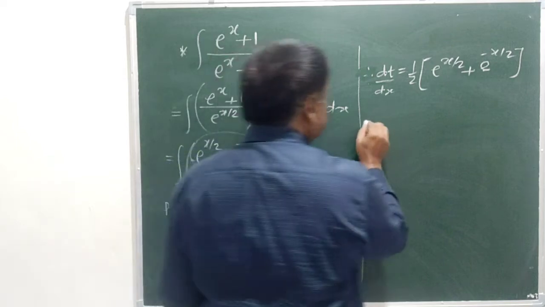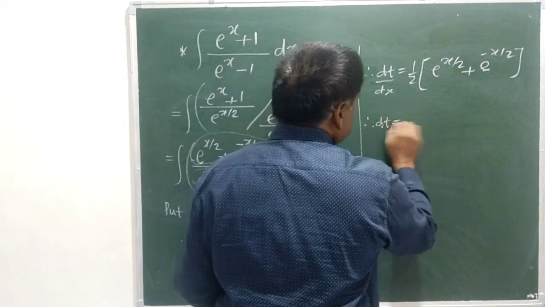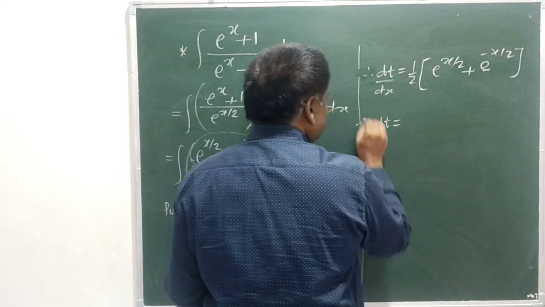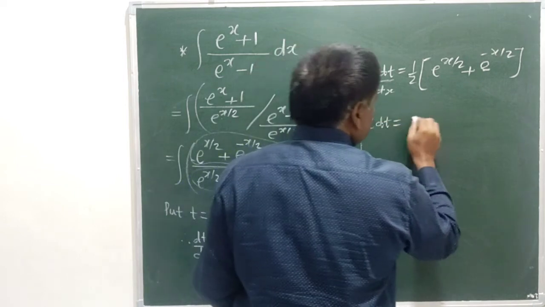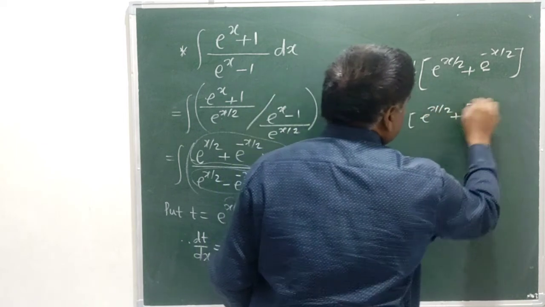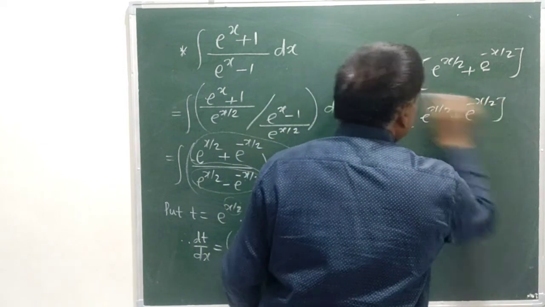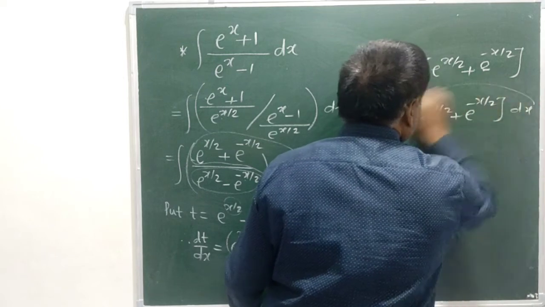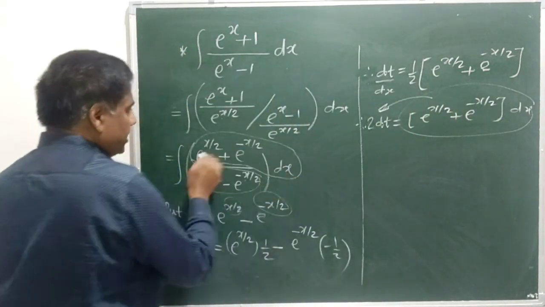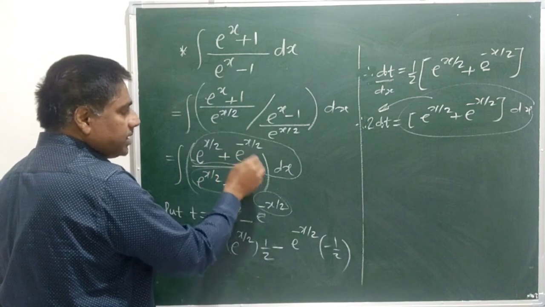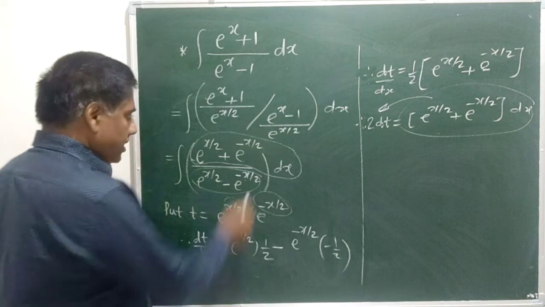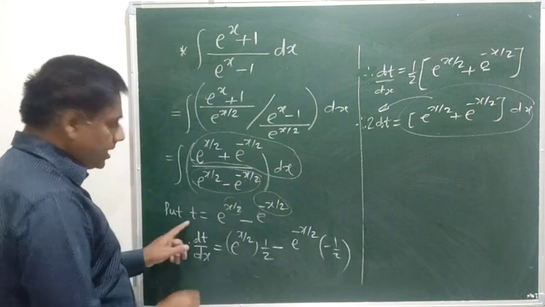Therefore, let us rewrite this. dt is equal to 1/2 (e^(x/2) + e^(-x/2)) dx, so 2dt is equal to (e^(x/2) + e^(-x/2)) dx. Therefore, for this numerator, (e^(x/2) + e^(-x/2)) dx, we can write 2dt. And for this denominator, what we can write?